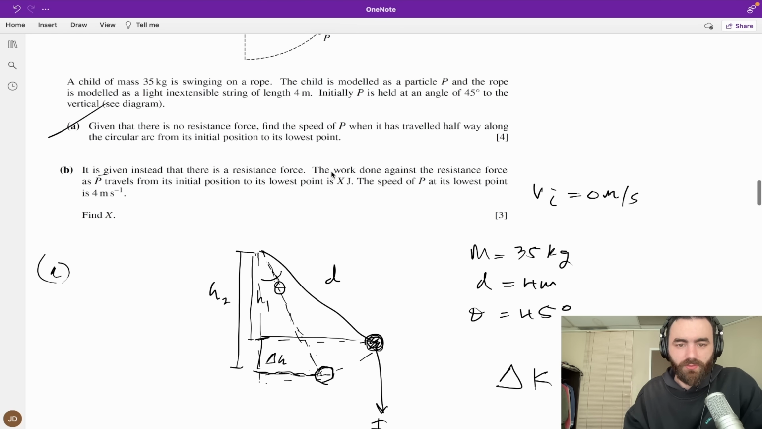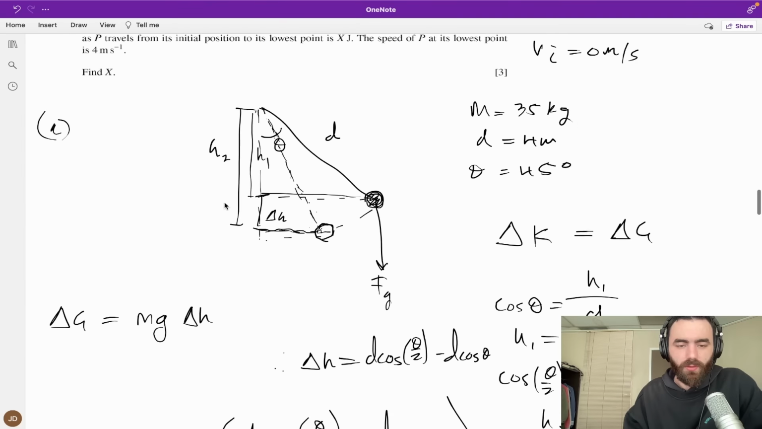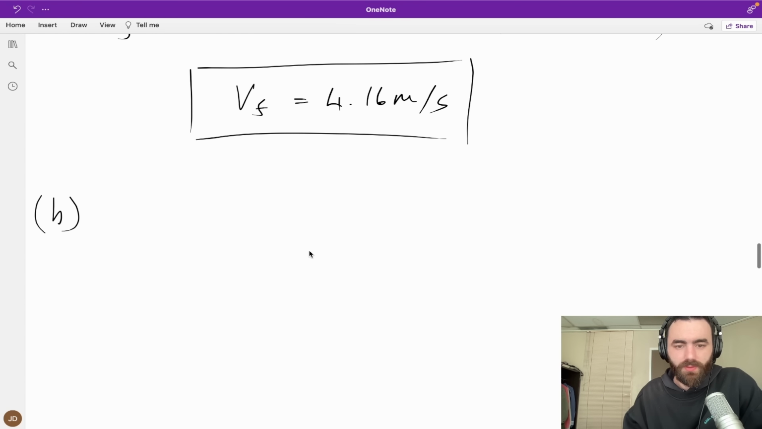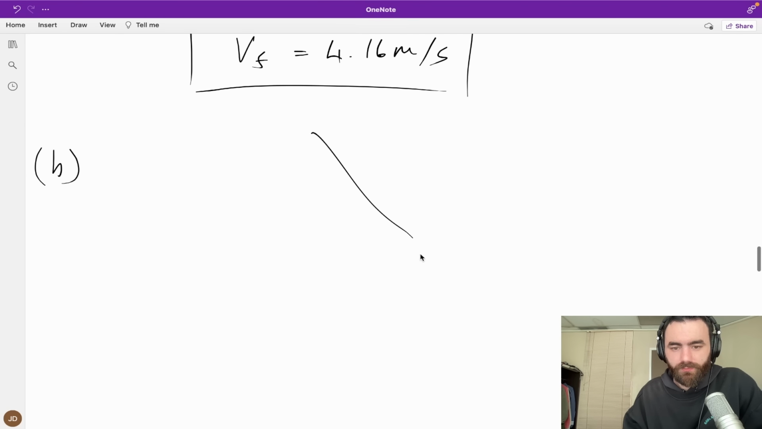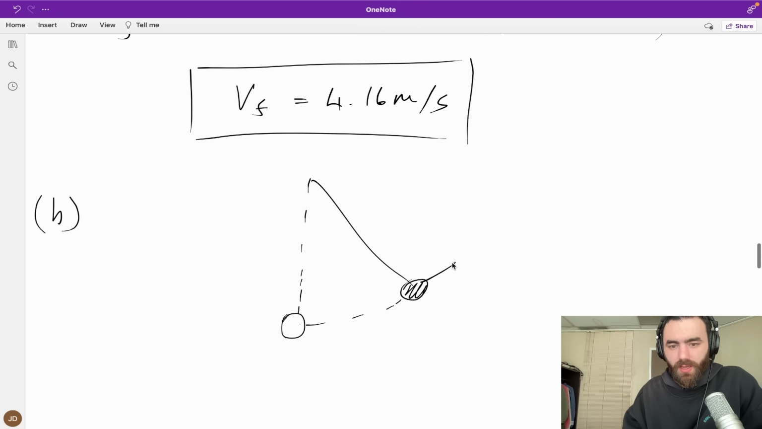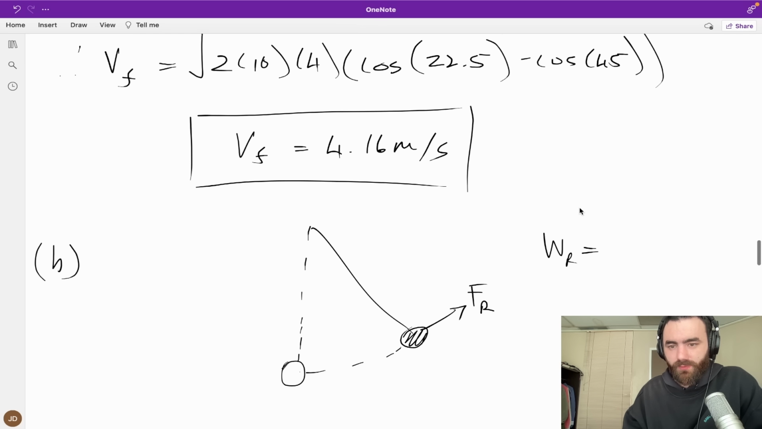It is given that there's a resistance force, and the work done against the resistance force as P travels from its initial position to its lowest position X. Find the speed of P. Okay, hold up. Let's just redraw. Here to the lowest position, it's now got a resistance force, and the work done by the resistance force is X.